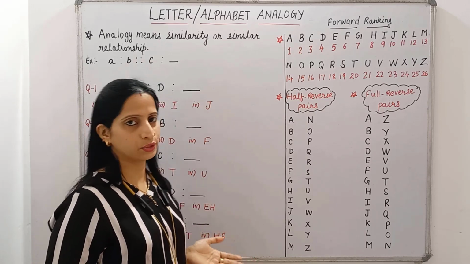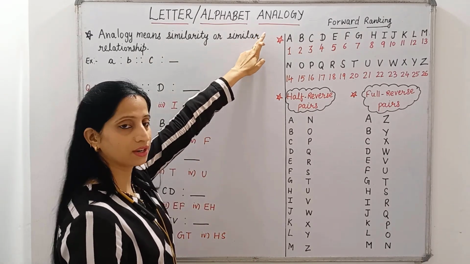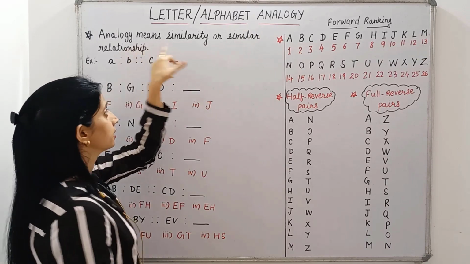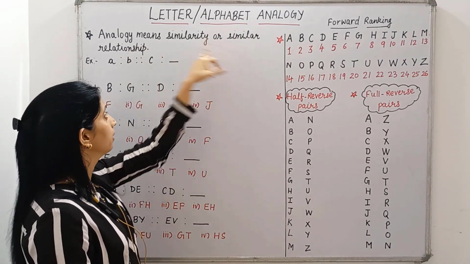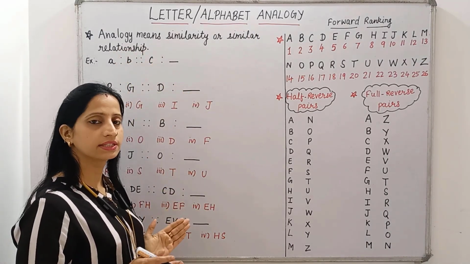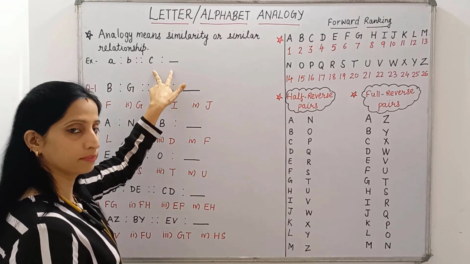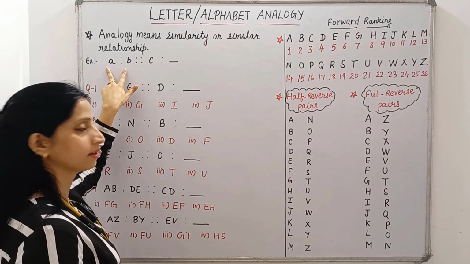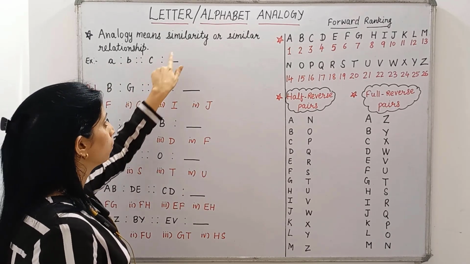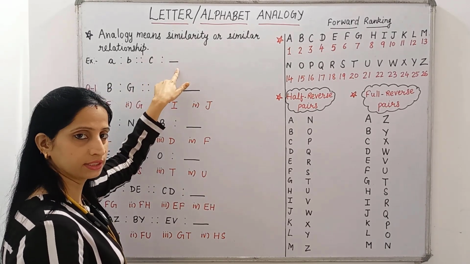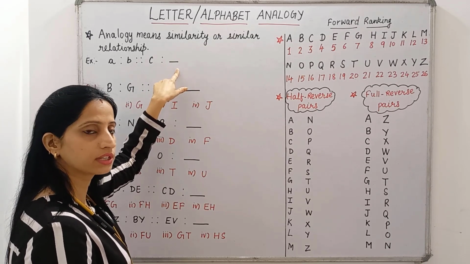Okay, now let's start today's video. So what is analogy? Analogy means similarity or similar relationship. Means in these type of questions there will be two pairs. The first pair will be a complete pair, but in the second pair one term will be missing. So how will we find out this term?